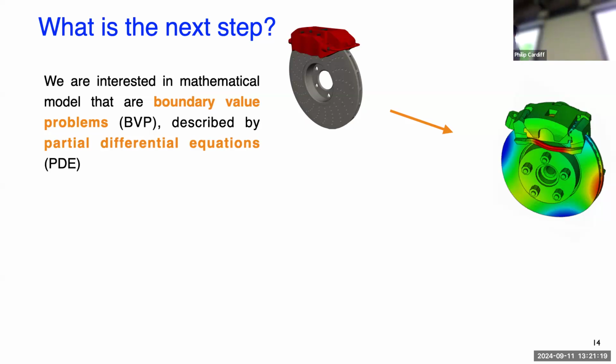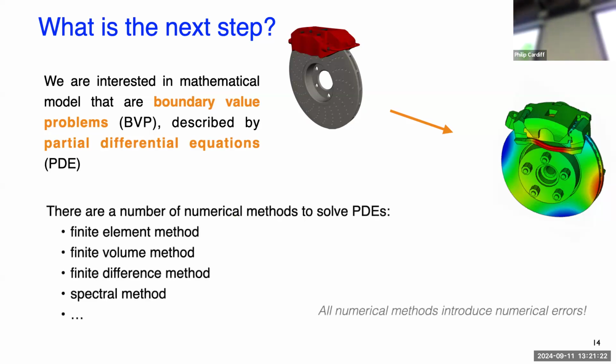So boundary value problems are the problems that we're specifically interested in. And there are a number of numerical methods that can approximately solve boundary value problems. Finite element and finite volume are the ones we're going to look at. Abaqus uses finite element, ANSYS Fluent uses finite volume, as does OpenFOAM. But there are these other methods, finite difference and spectral methods.